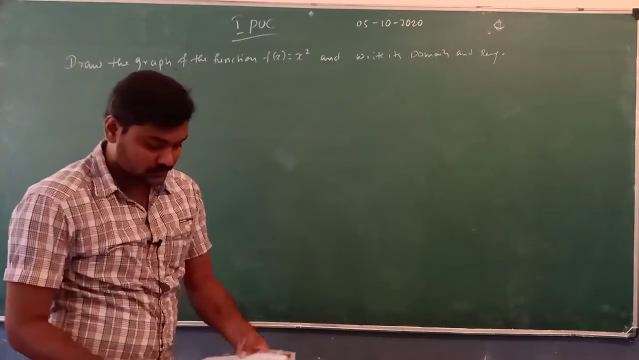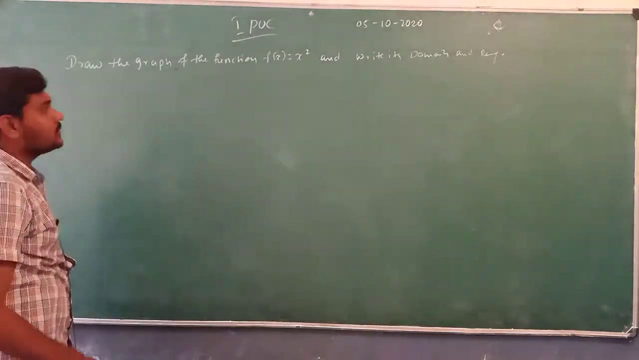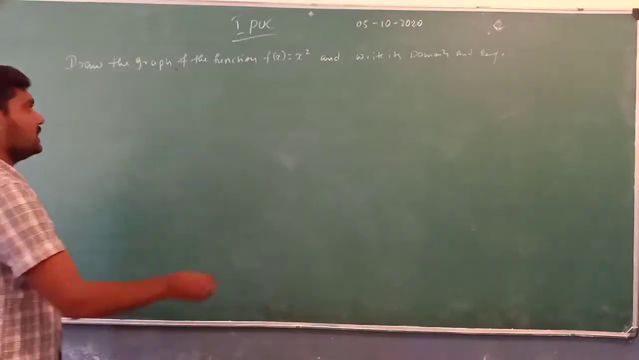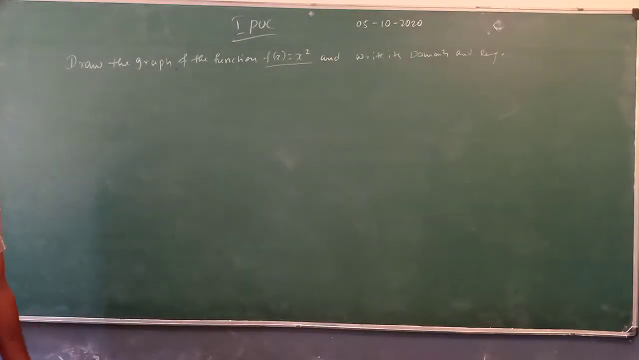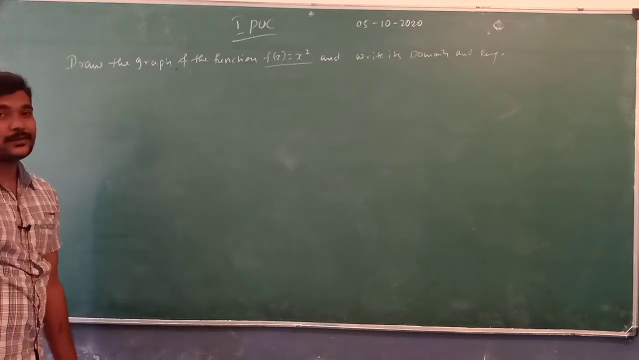f of x is equal to x square. Is it a polynomial function? Yes, this kind of function can be called a polynomial function. So here the a2 value is going to be 1. We need to draw the graph for this function, as well as mention the domain and the range for this one.